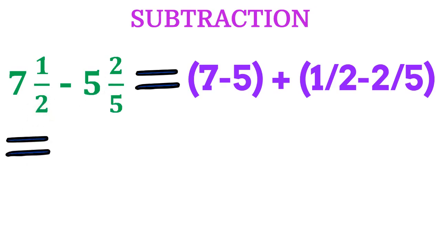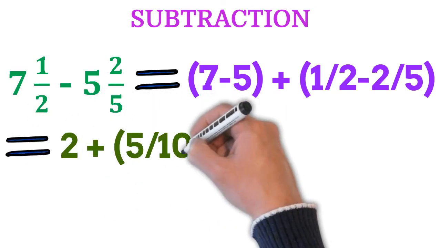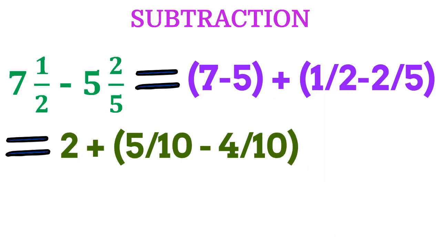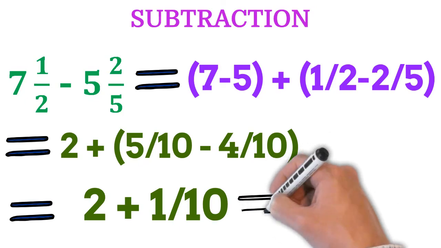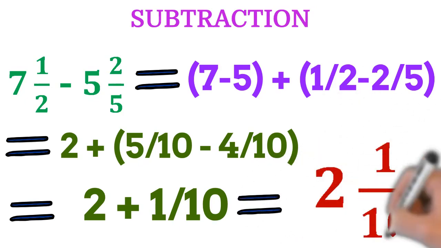That is equal to 2 plus 5 by 10 minus 4 by 10 equals 2 plus 1 by 10. That is equal to 2 whole 1 by 10. This is the answer.